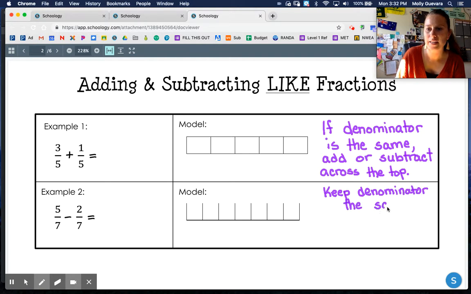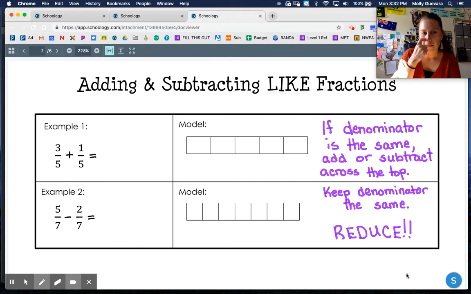And then the last thing that you should always do for fractions, no matter what, is if you can, you need to reduce the fraction. Can you always reduce the fraction? No. But if you can, you should. Okay, so that makes this go really quick, right?